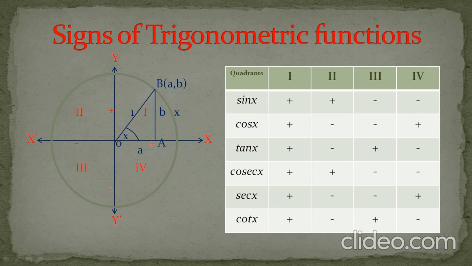For cot x, we will see the sign of tan x because cot x is inverse of tan x, and the sign for cot x will be same as for tan x. तो cot x के साइन क्या होंगे? Positive in first quadrant, negative in second, then positive in third, and negative in fourth. So these are the signs of trigonometric functions. So this is all about some basic concepts of trigonometric functions.